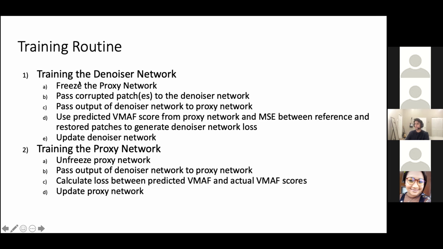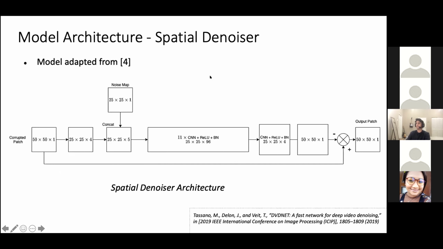Okay, so now we're going to talk a little bit about the actual networks used for the denoisers. So for the spatial denoiser, we used existing networks. This model was proposed by Tassano et al. from DVDNet. This is the spatial denoiser alone. So you just put in one patch and you get as an output one patch. You see you put in a patch of size 50 by 50 by 1.